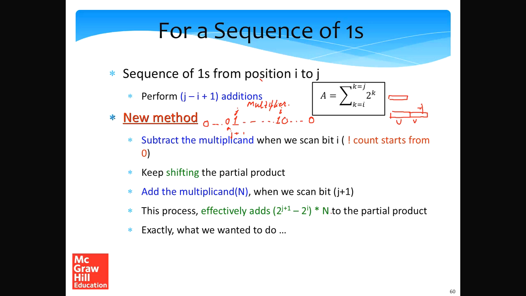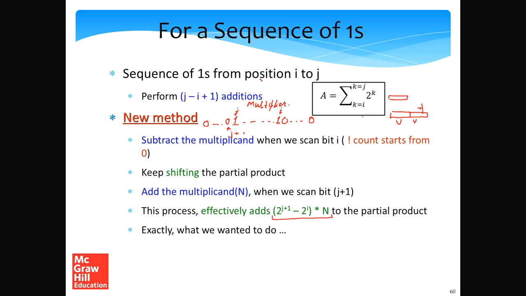So basically, in the ith iteration, since we are subtracting the multiplicand, we are subtracting n times 2 to the power i. And in the (j+1)th iteration, since we are adding the multiplicand, we are adding 2 to the power j+1 times n. So in effect, we are adding this number to the partial product. Well, this is exactly what we wanted to do.